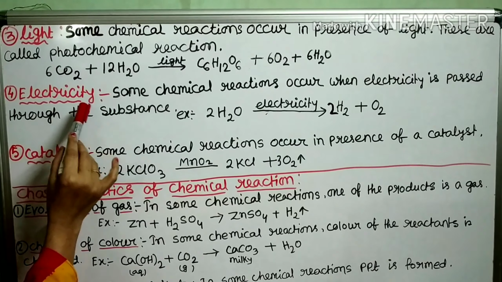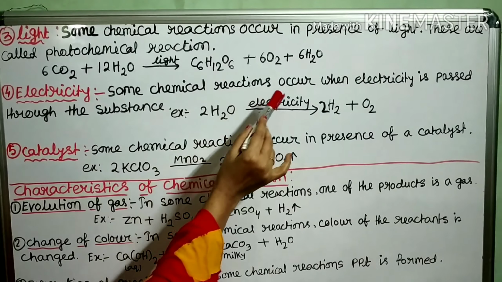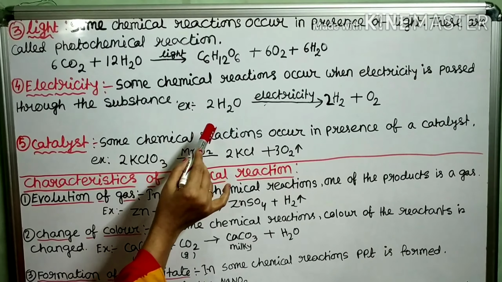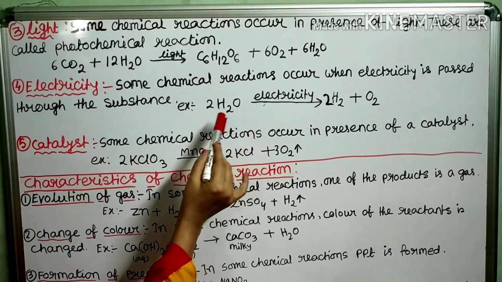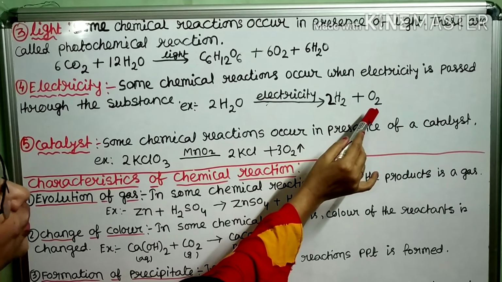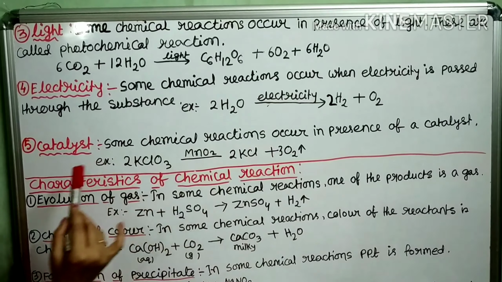Next, electricity. Some chemical reactions occur when electricity is passed through a substance. When electricity is passed through acidified water, then hydrogen gas and oxygen gas are produced.